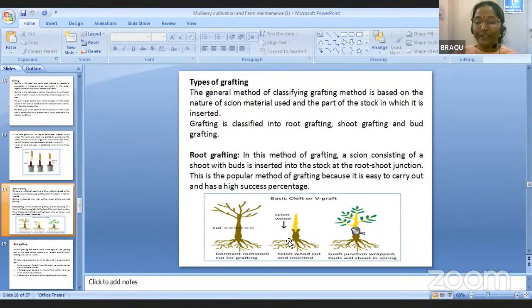The root is already there, that becomes the stalk, and the scion wood is inserted where there is a cut, and it is tied up with a bandage. And after some time you get beautiful foliage. That is called root grafting, and this is a popular method which is easy to carry out and has a high success rate for growing mulberry plants. So that's root grafting.